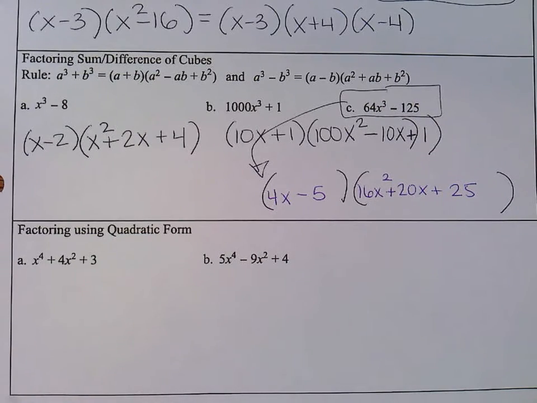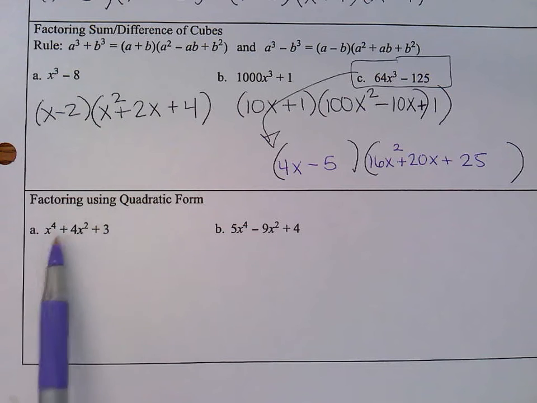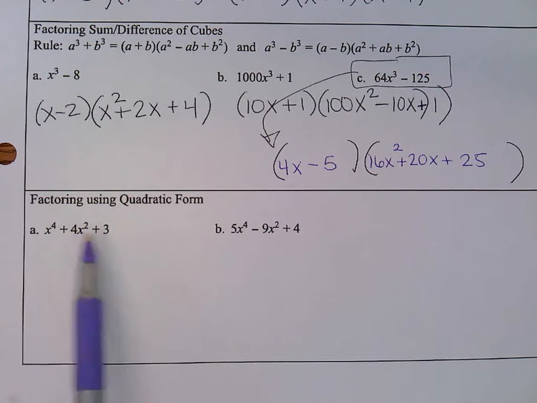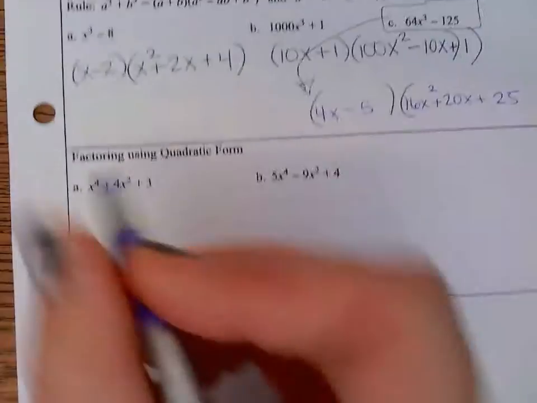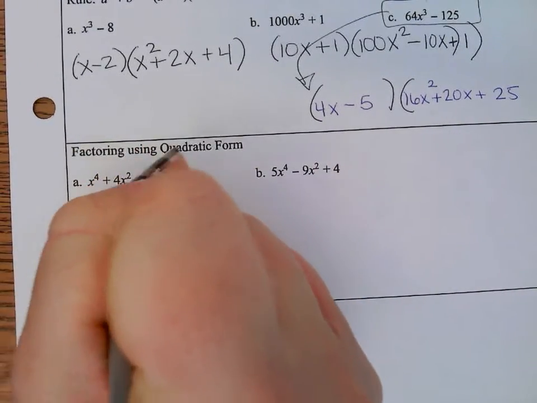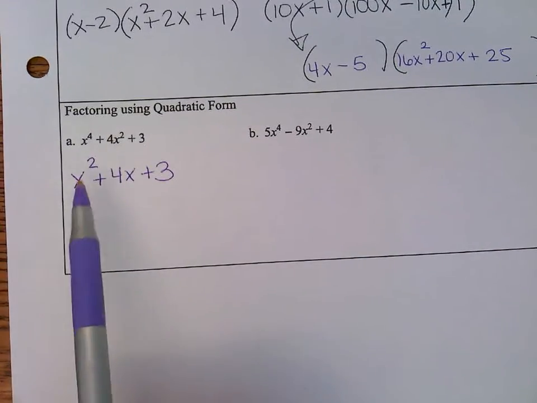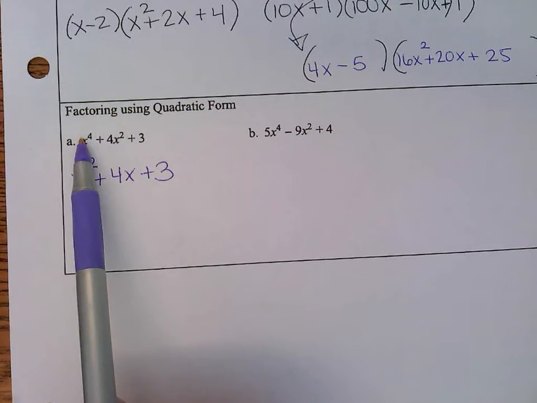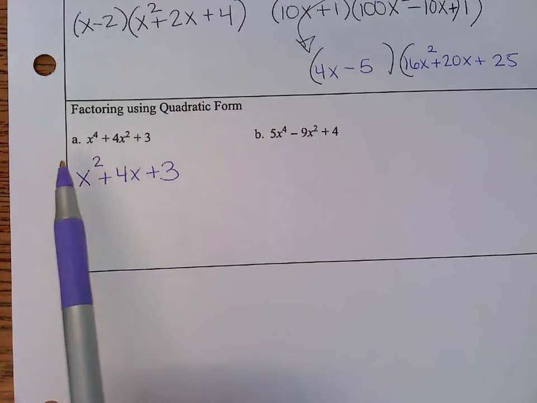And then the last form that you've probably never seen before, but it goes along with factoring polynomial functions, is called quadratic form. It's whenever there's a fourth power, a squared, and a constant. You can actually think of this in your mind as the quadratic x squared plus 4x plus 3, because it's jumping in powers 4, 2, and constant. So it's interesting that it works out this way.